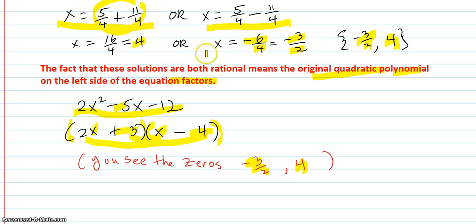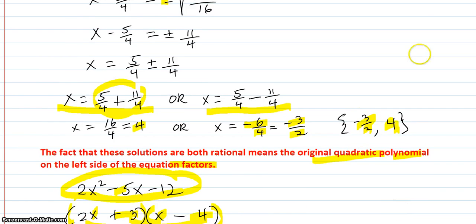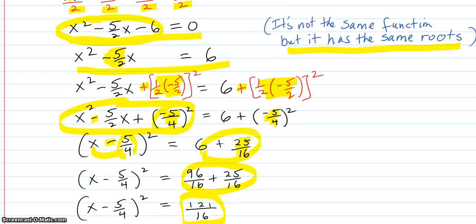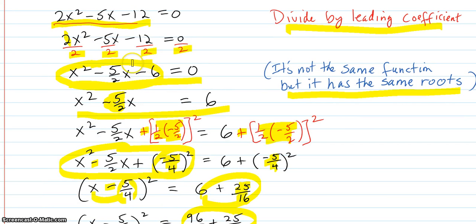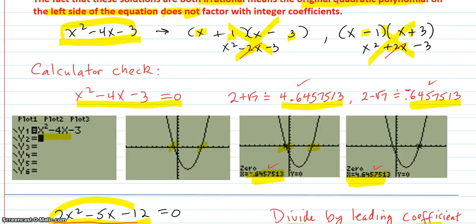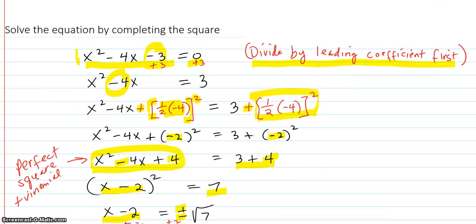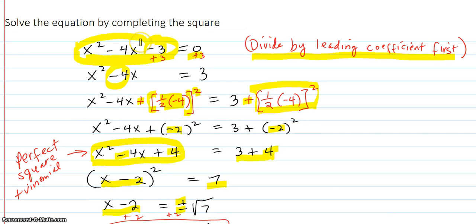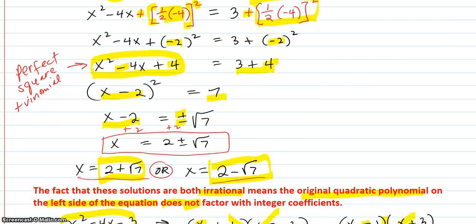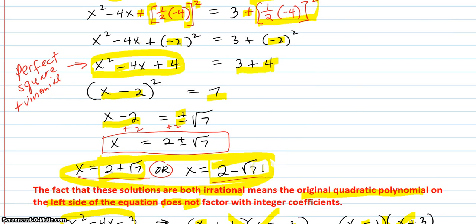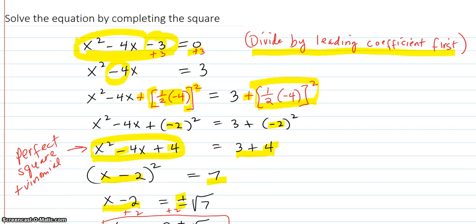The factorization gives you the roots. So when you're completing the square, if you're doing it on an original polynomial that would have factored, then you're going to get rational roots. If you're doing it on a function such as the original, this one, and you get irrational roots like these two, then that means the original polynomial did not factor.